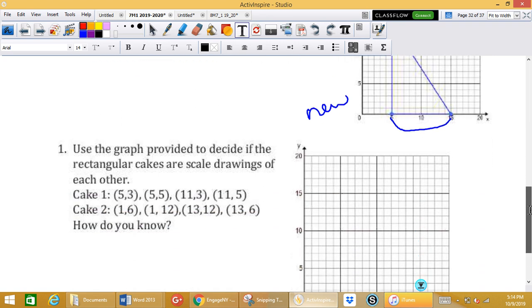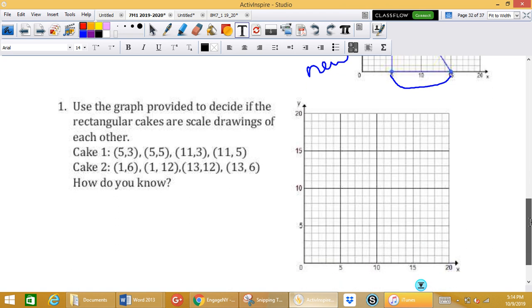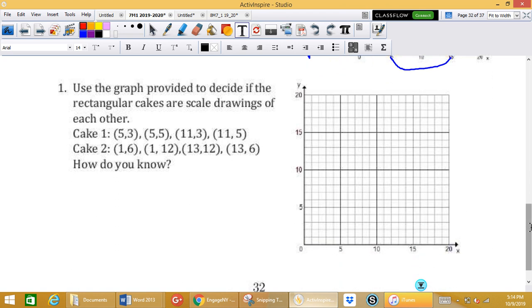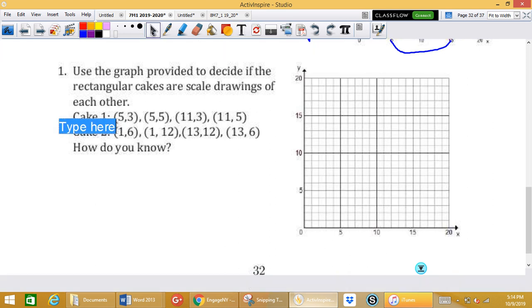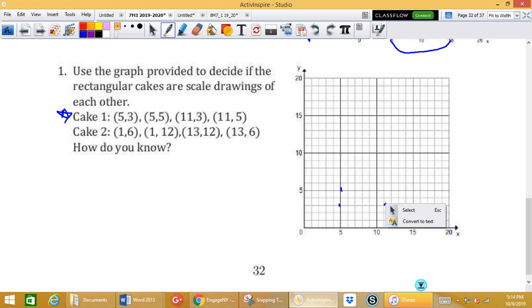Use the graph provided to decide if the rectangular cakes are a scale drawing of each other. So I'm going to do cake 1. I'm going to do it in blue. So I go over 5, up 3. Over 5, up 5. Over to 11, up to 3. And over to 11, up to 5. So here's the blue one. So that's 2 high, and 6 long.